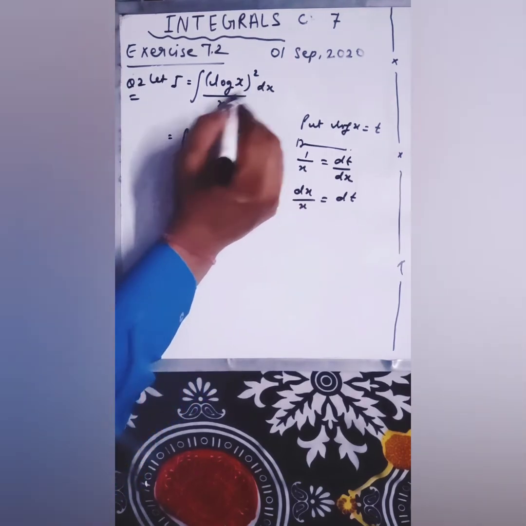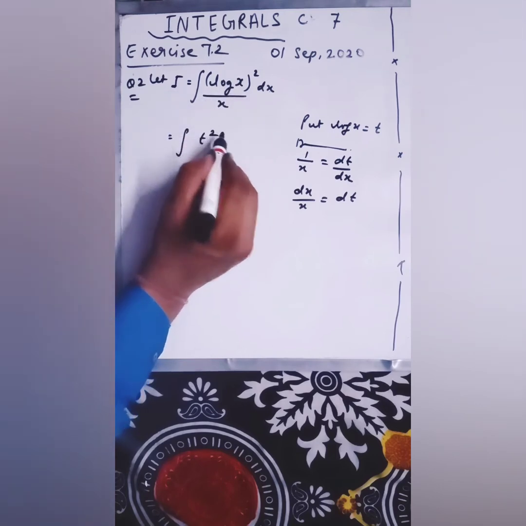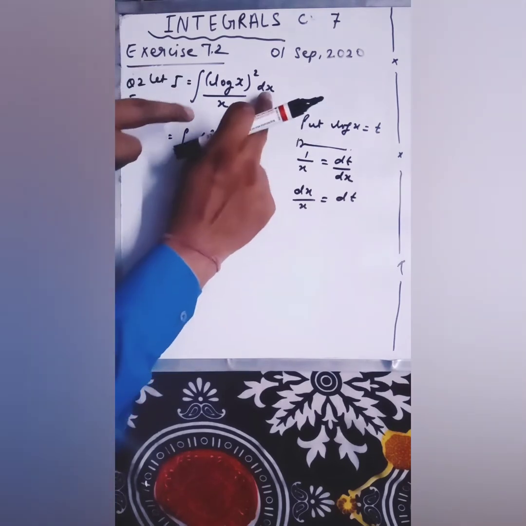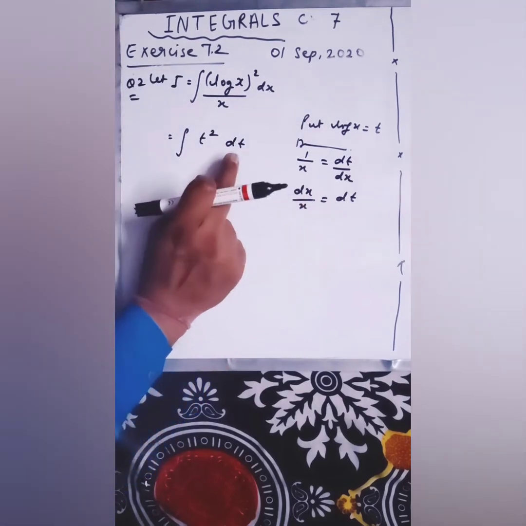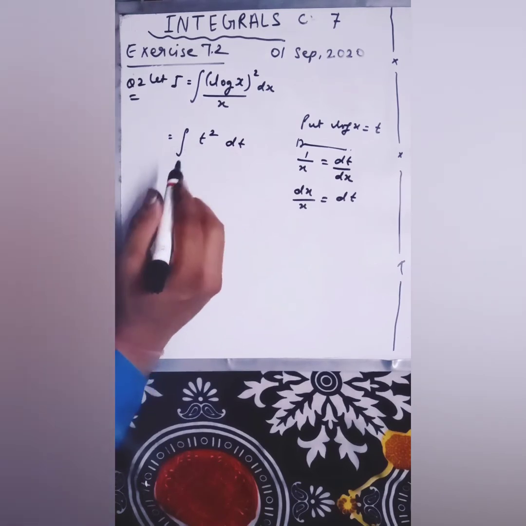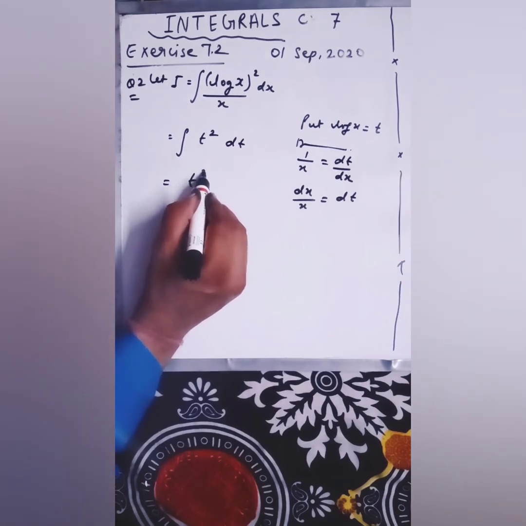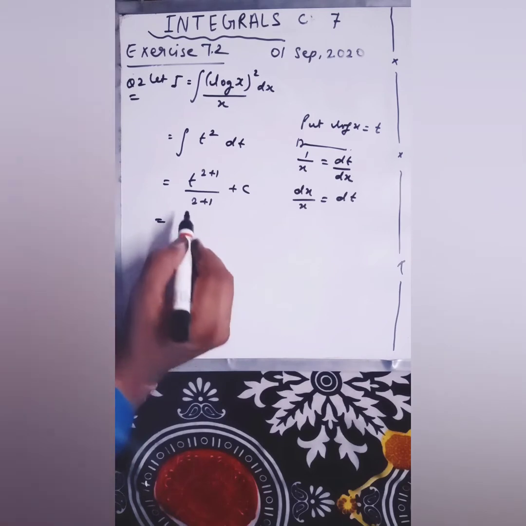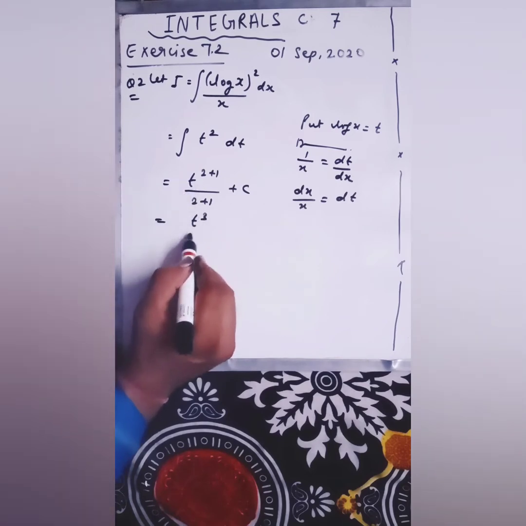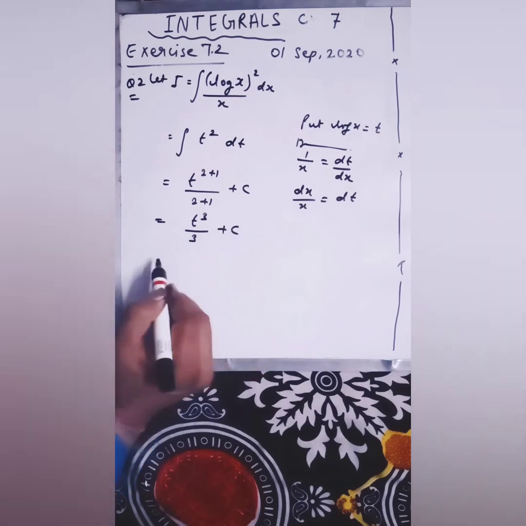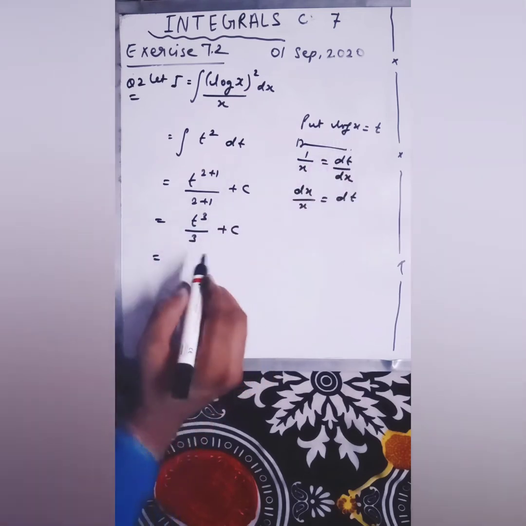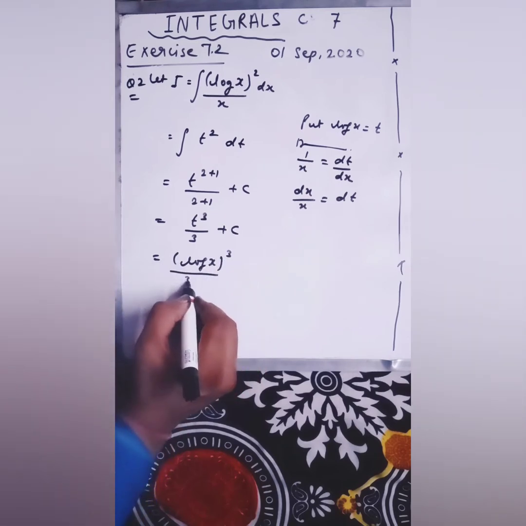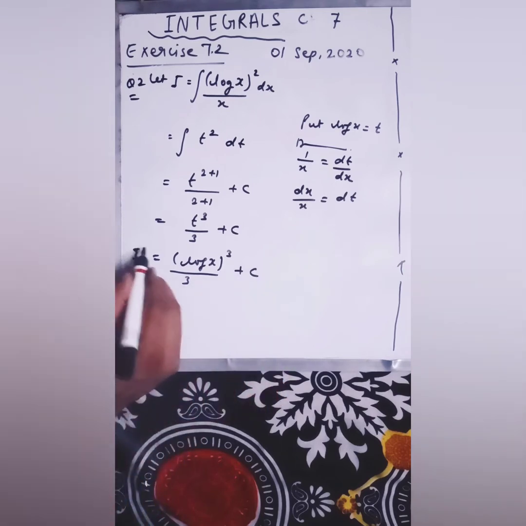So this is your t, log x is your t, so it is t square, and in place of dx upon x we can put dt. So here I am putting it. Now find the integral of this. It would be 2 plus 1 over power, plus c. So you will get t raised to the power 3 over 3 plus c, and in place of t you have to put log x. So cube of log x over 3 plus c. So this is the required integral.